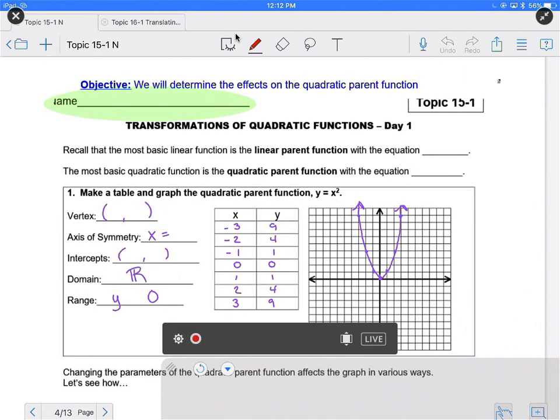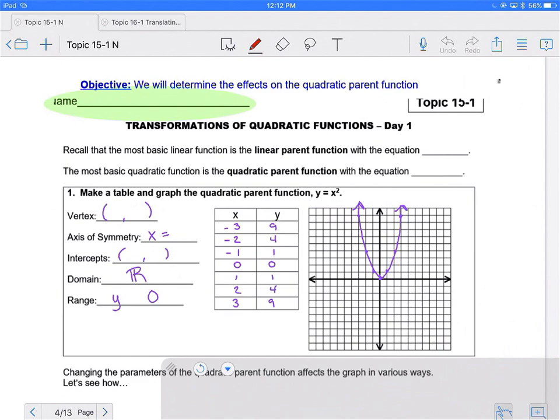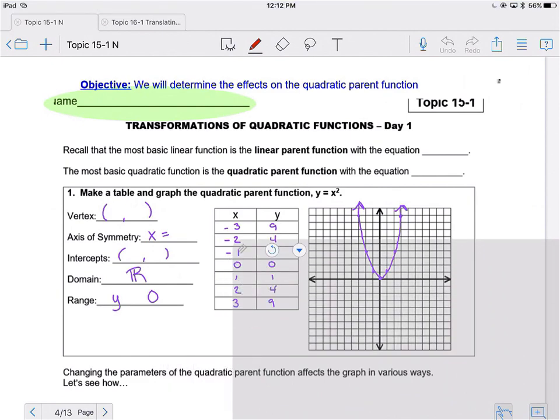This video covers topic 15.1 over transformations of quadratic functions. So up at the top, we're asked to recall the most basic linear function, which is the linear parent function y equals x. The quadratic parent function is the function y equals x squared.